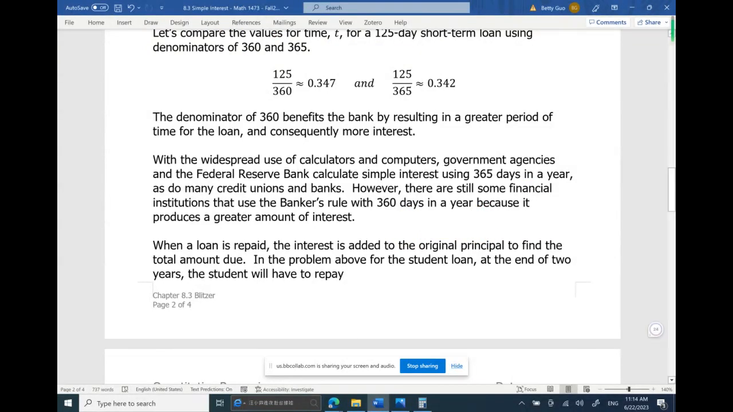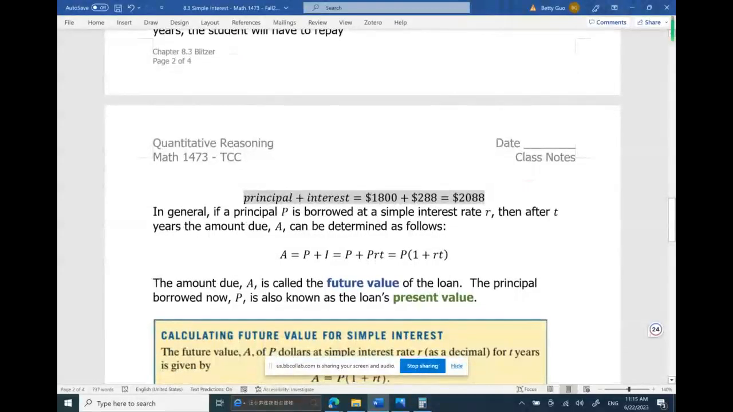When a loan is repaid, the interest is added to the original principal to find the total amount due. In the problem above for the student loan, at the end of the 2 years, the student will repay, remember, $2,088, right? Is the sum of the principal and the simple interest for the 2 years.